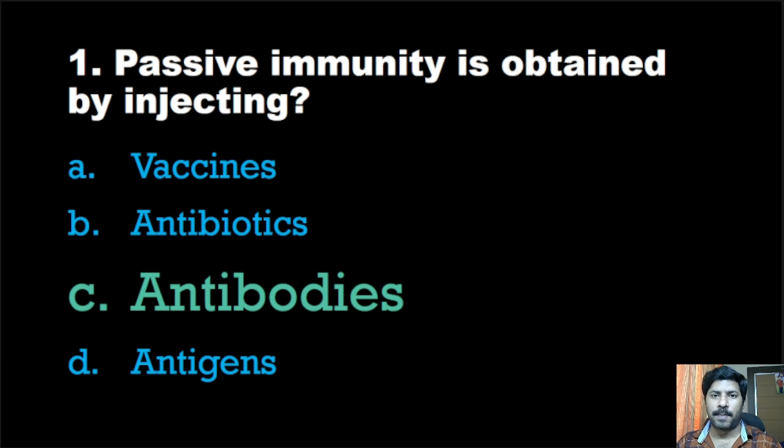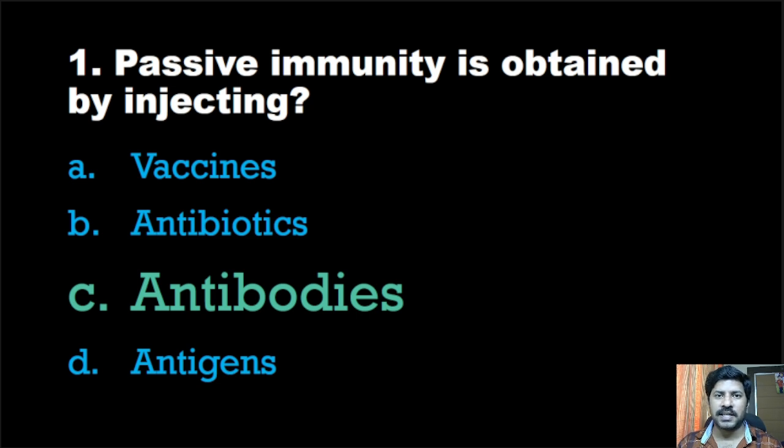But in the case of passive immunity, the immunity is acquired by injecting already made antibodies. In passive immunity, the antibodies are made outside the body, and then injected into the person's body. That kind of immunity is known as passive immunity. Passive immunity provides an immediate or quick response to the infection, but its duration will be shorter when compared to active immunity.